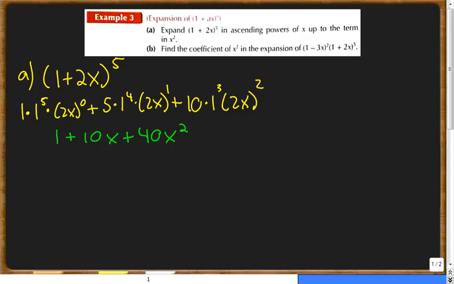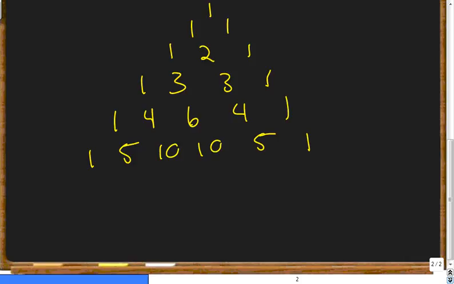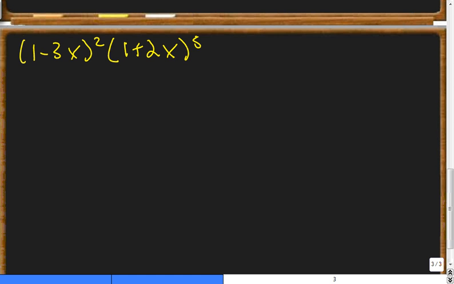So it says find the coefficient of x squared in the expansion of 1 minus 3x squared times 1 plus 2x to the fifth. So we have 1 minus 3x squared and 1 plus 2x to the fifth.